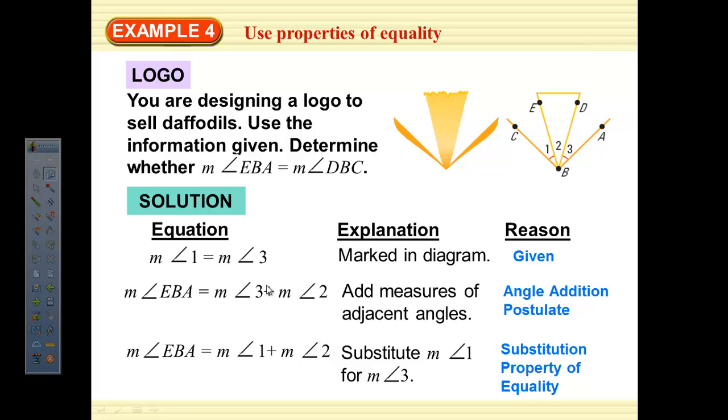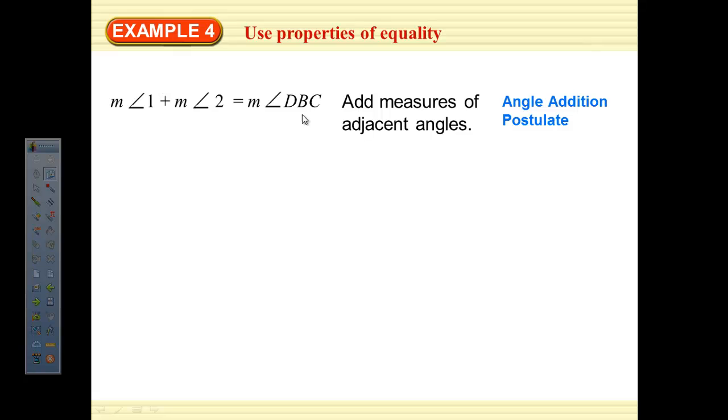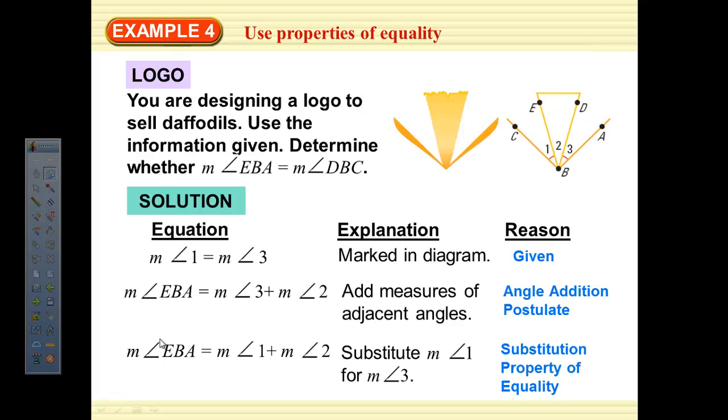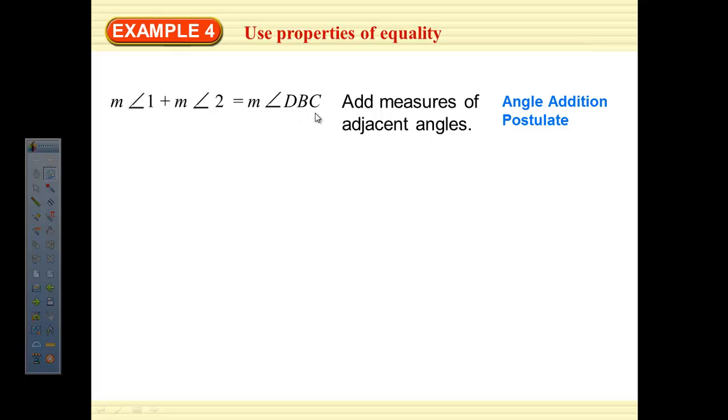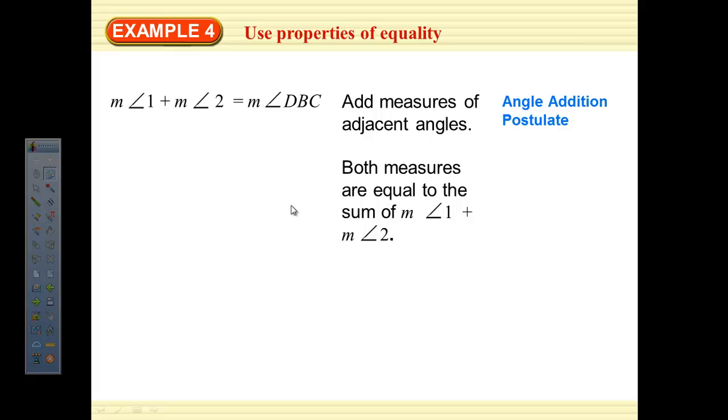And since 1 and 2 is equal to DBC, we know that's the angle addition postulate. So if you look going back and forth, we know that EBA is equal to 1 and 2, and we know that DBC is equal to 1 and 2. Therefore, since they're both equal to 1 and 2, we can set them equal to each other. And again, what we did here in this case was the transitive property, which is another property that you learned.